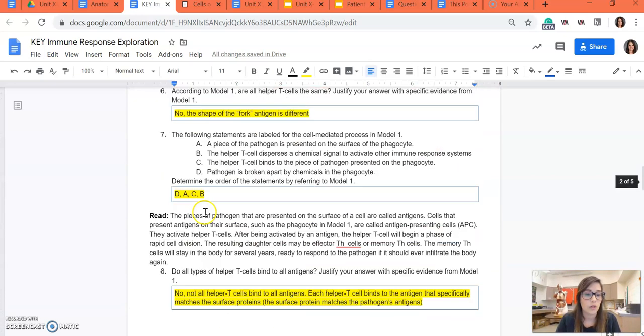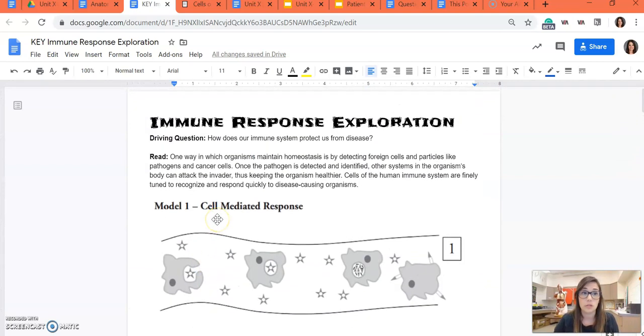All right, so that was the review of the immune response exploration. The Edpuzzle that you guys watched for Wednesday, I'm not going to go through the answers. I'll get in there and give you guys specific feedback, but let me know if you have questions on any of the questions from the Edpuzzle.